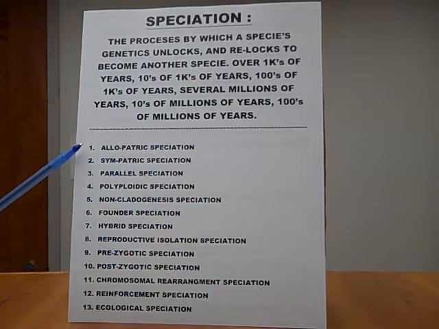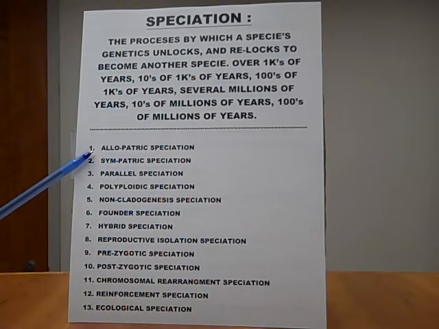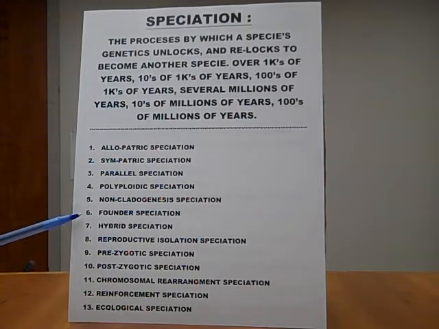And those processes are: number 1, allopatric speciation; 2, sympatric speciation; 3, parallel speciation; 4, polyploidic speciation; 5, non-cladogenesis speciation; 6, founder speciation; 7, hybrid speciation; 8, reproductive isolation speciation; 9, prezygotic speciation; 10, postzygotic speciation; 11, chromosomal rearrangement speciation; 12, reinforcement speciation; 13, ecological speciation.